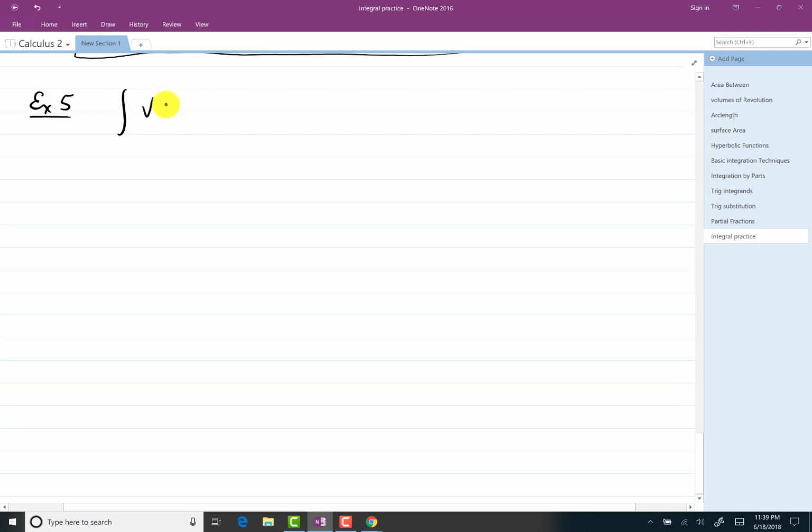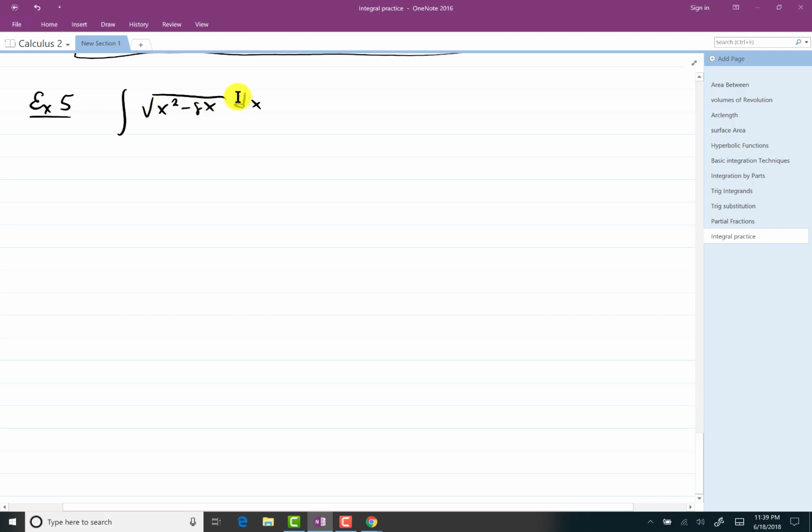We have the integral of the square root of x squared minus 8x dx. Hopefully when you see something like this you'll be inspired to complete the square. That's really what you're going to have to do. Letting u be anything here is almost impossibly useless, because if I let u equal x squared minus 8x, du would be 2x minus 8, and there's no x's anywhere around here.